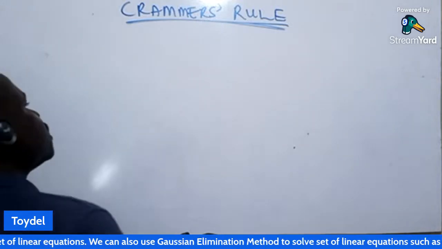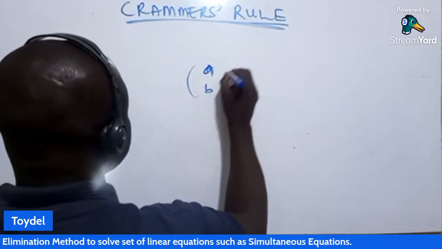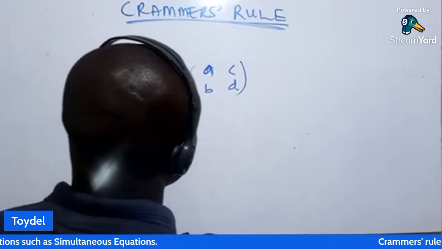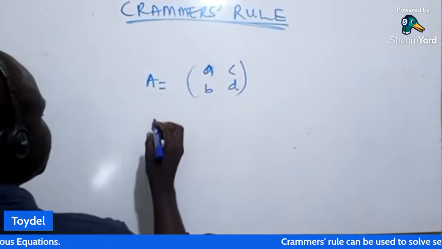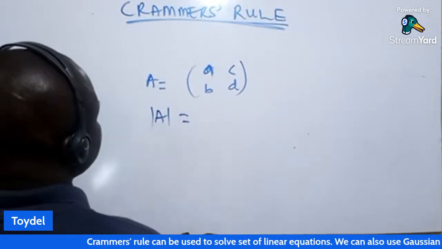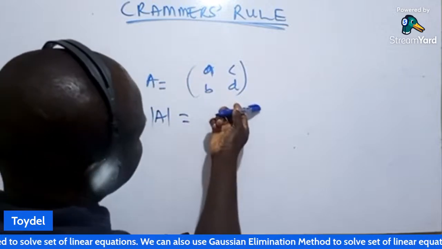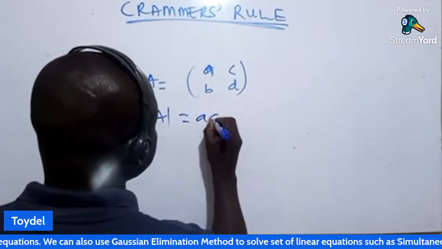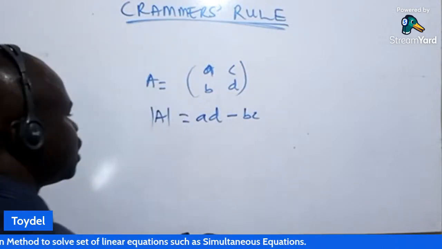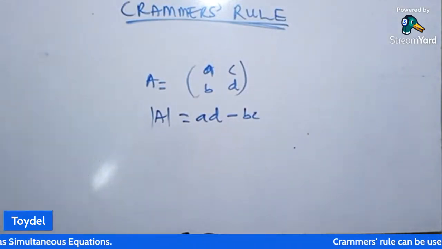When we introduce matrix, we talk about square matrix. That is, if you have a matrix A, B, C, D, and this is a 2 by 2 matrix, so it's a square matrix. We know how to find the determinant of this matrix. It is the product of the leading diagonal, that is A times D, minus the product of the other diagonal, BC. And that's how to find the determinant of a 2 by 2 matrix.